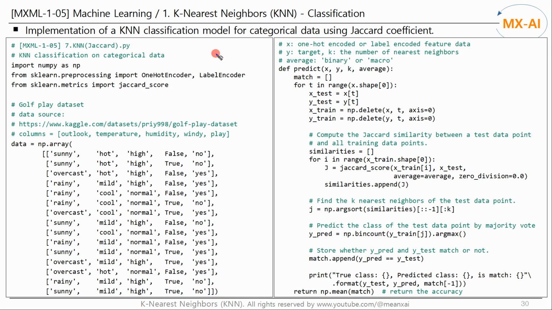Finally, let's implement a KNN classification model on categorical data using Jaccard coefficient. Let's use the following simple dataset that was used in the previous examples. This dataset consists of categorical features. It was taken from this site. The names of each column are as follows.